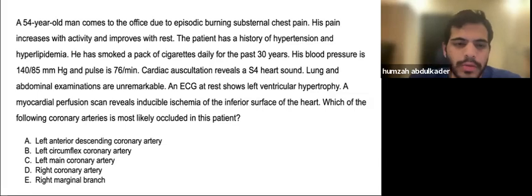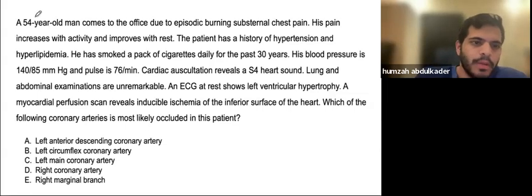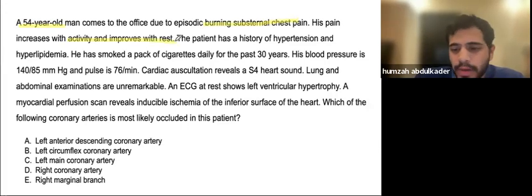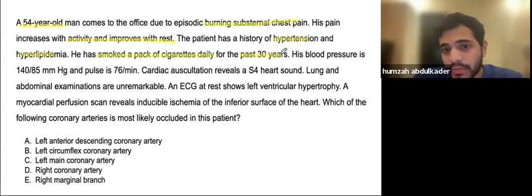Okay, let's go through the question. A 54-year-old man comes to the office with episodic burning, substernal chest pain. His pain increases with activity and improves with rest. Okay, so this is kind of giving us angina type vibes. He has a history of hypertension and hyperlipidemia. He smokes packs of cigarettes daily for the past 30 years, which is a risk factor for MI.